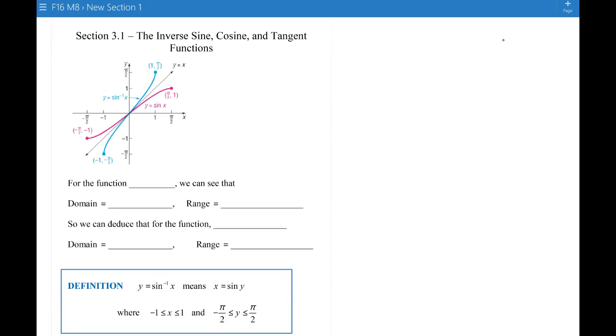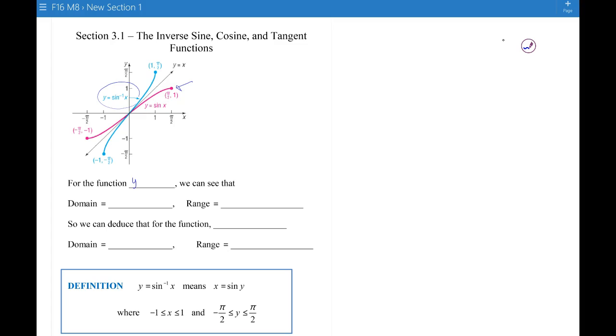And then let's look at the graph, remembering from section 1.8 that the graph of an inverse function is the graph of the original function reflected about the line y equals x. So we draw a graph of y equals sine x, so that's the pink one here. Then we reflect it point by point about the line y equals x, and you're going to come upon this blue graph, and that's what the graph of y equals sine inverse of x looks like.